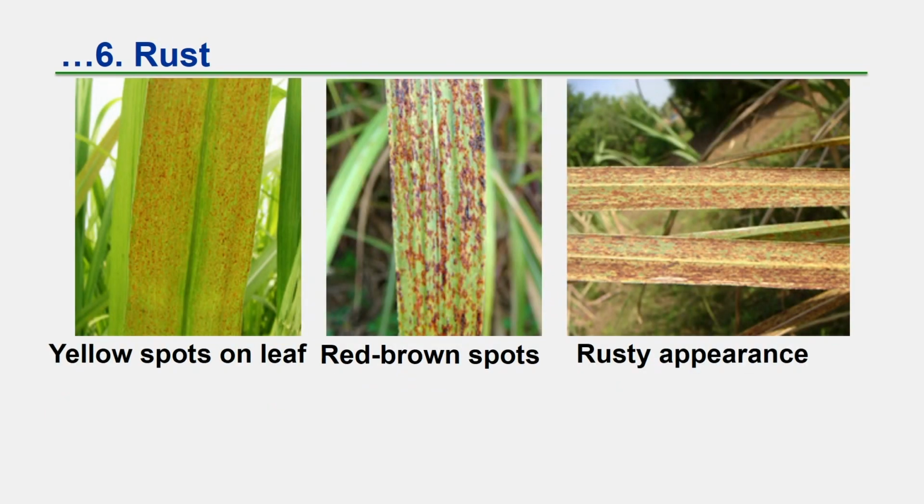You can see these rusty spots can occur on both sides, and here the starting point is yellow spots on the leaf, and then they advance to red brown spots, and further they advance to rusty appearance. And you can see it can reduce the photosynthesis also, because the greenness of the leaves has vanished.